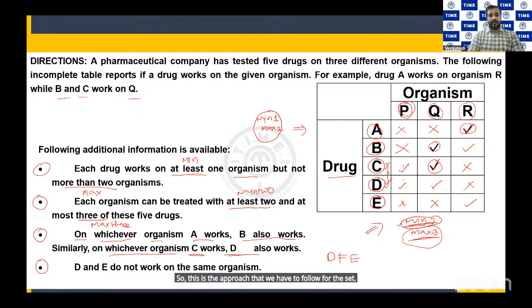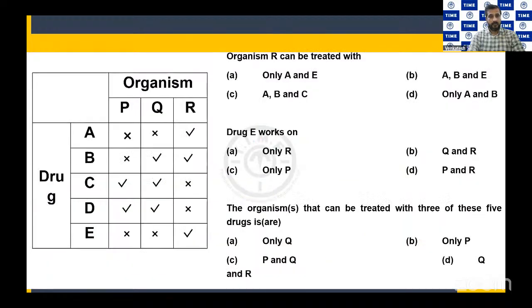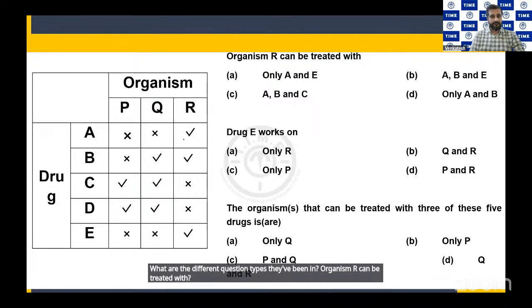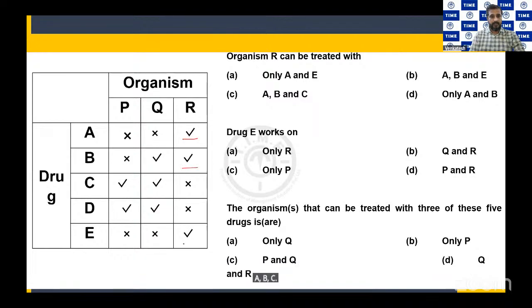By reading the data and by understanding the technical terms, we have to move on. I hope you are clear with this point. Now, let's move further. What are the different question types they've given? Organism R can be treated with: A, B, C; A, B, and E. Right. Choice B. Drug E works on only... or... That is choice A.